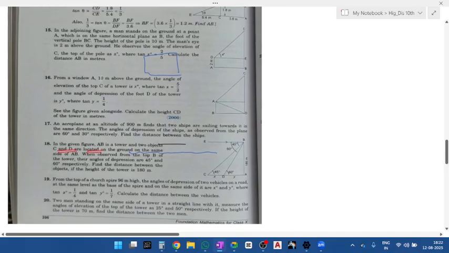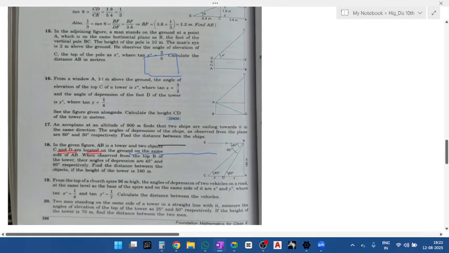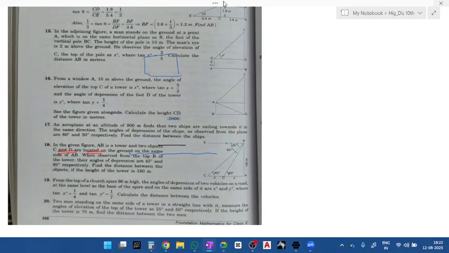Okay, all of you look at the screen, students. Which question do you have to solve? Be quick. We have done the 15th. You have to start from the 16th question, right? Look at the 16th one.